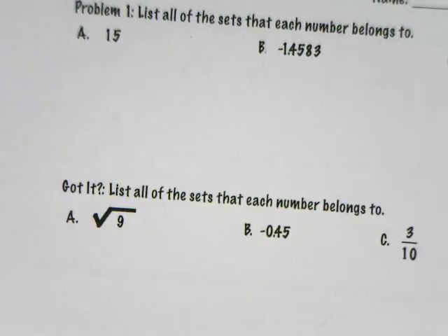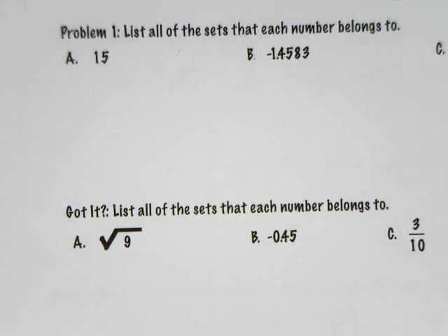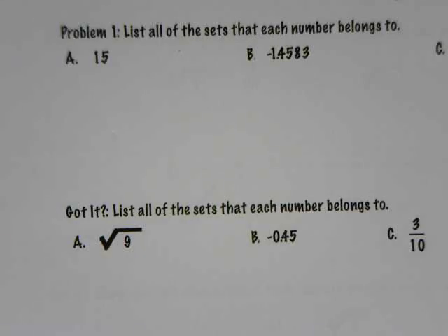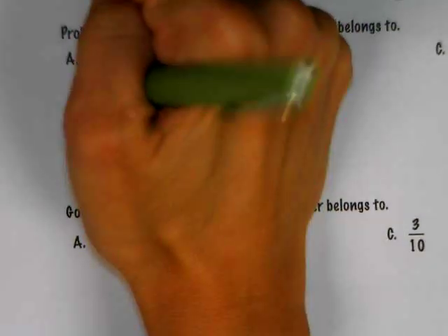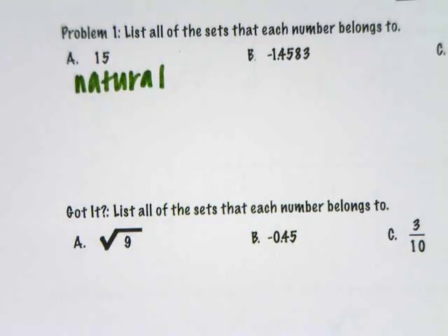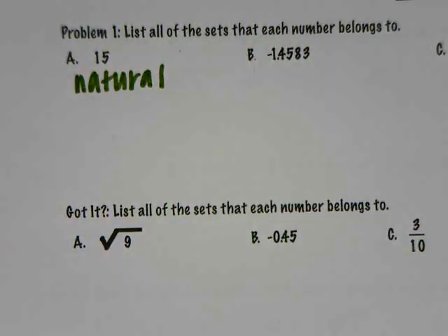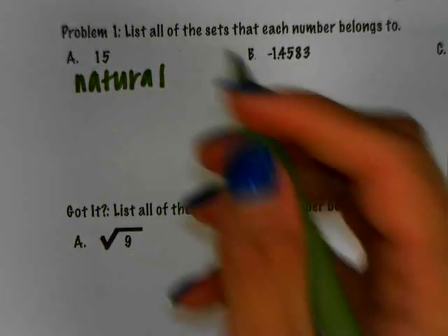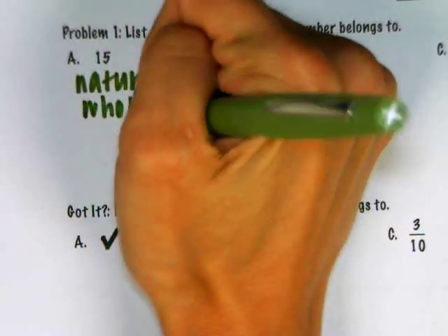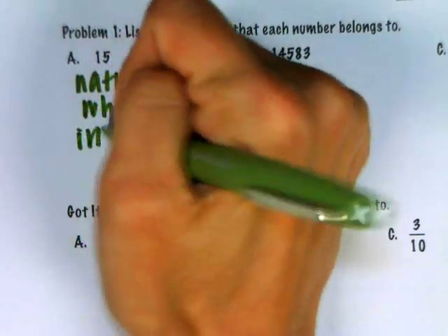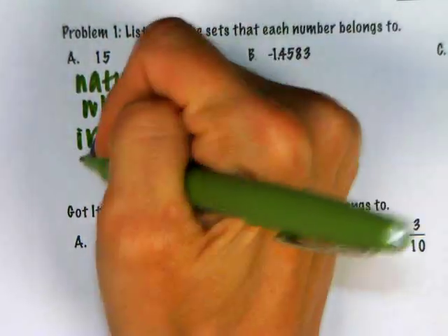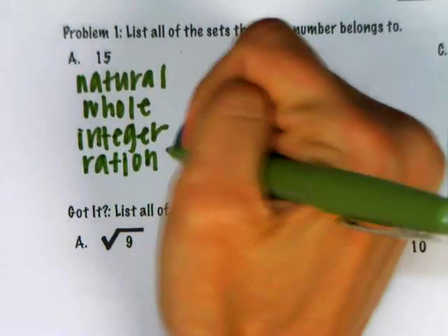So 15, that is not a fraction, not a decimal, a whole number, and it's positive. If we look at our little list, what is the lowest, the most exclusive club that 15 can go to? Natural, right? So it's allowed to go into natural, which means it's also allowed in to everything above it. So it's also allowed into whole, integer, rational, and real.